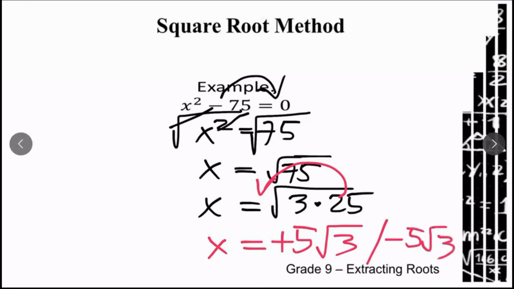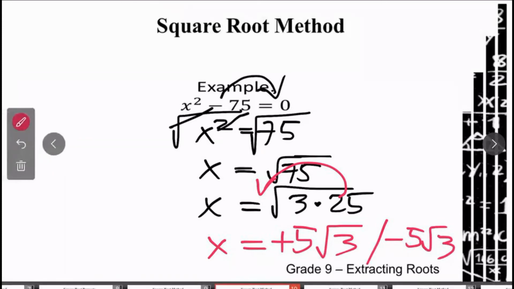Okay. Question so far? And next, let's go to the whiteboard. Our answer is we have positive 5 square root of 3, and negative 5 square root of 3.